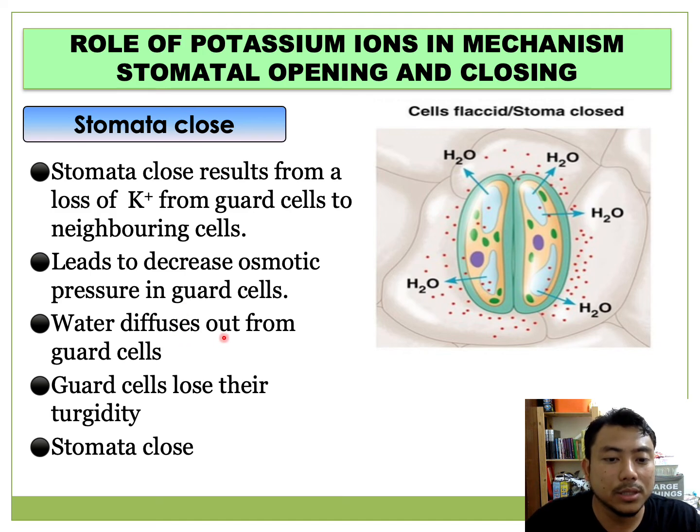Water will diffuse out from the guard cells, and the guard cells will lose their turgidity, so they become flaccid, and stomata will close. So as simple as that. Settle. So if you're wondering what is osmotic pressure, osmotic pressure is the pressure of the liquid inside. So the liquid pressure inside is low. Again, if you're confused, you can choose to use the word water potential. So the water potential increases inside compared to outside. Okay.